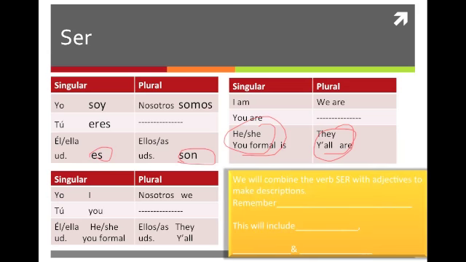We will combine the verb ser with adjectives to make descriptions. So now we're moving from these simple phrases, white shirt or shirt white, chair big, to the chair is big. Remember, everything must match the noun that we're describing. This includes articles, adjectives, and verbs. Everything will refer back to the noun, okay?